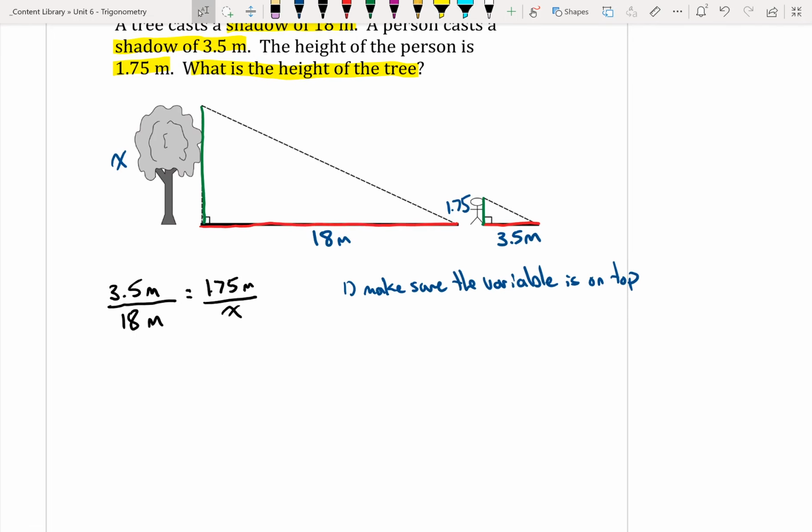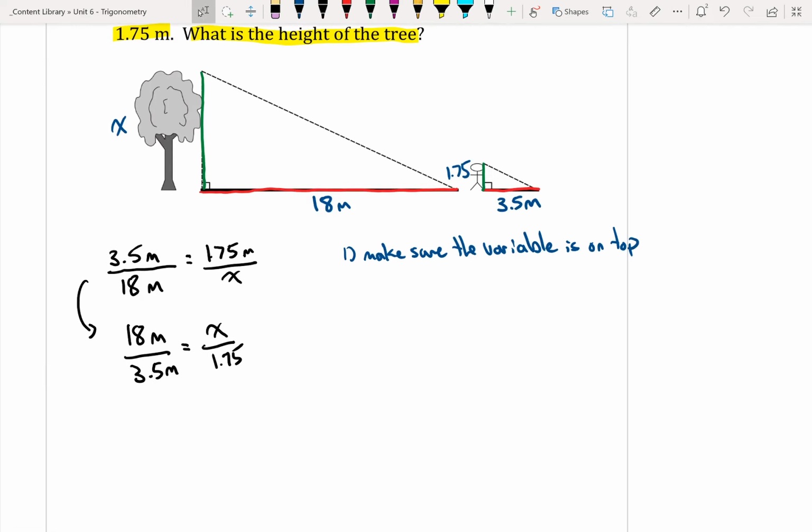So when I flip both of these, this now becomes 18 meters over 3.5. It's still a ratio or still a division of the matching sides. And when I do the other one, X divided by 1.75, again, it's still a division or ratio of the corresponding sides. So nothing's changed in terms of the ratio. It's just now that I have the large triangle on top and the small triangle on the bottom.